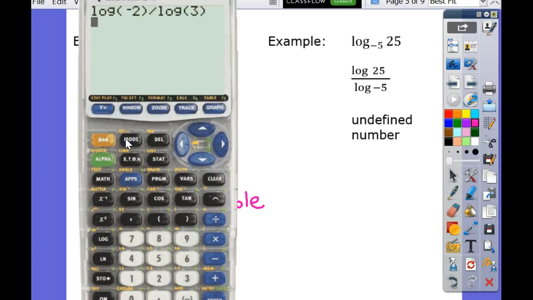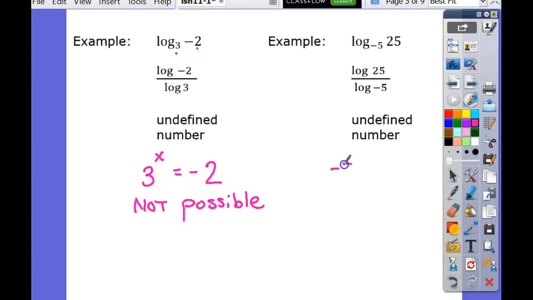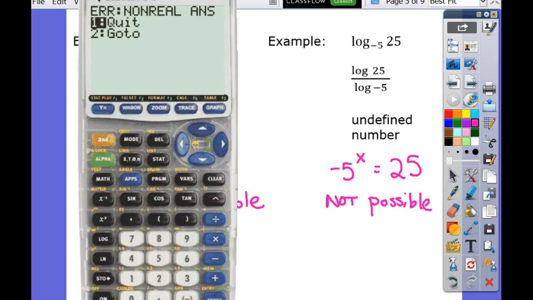Log quiz. Next problem, log of 25 divided by log of -5. Enter that in, you get an error message. The reason you get an error message is -5 raised to a power equal to 25, there's no power. That is not possible. When you see an error message on your calculator that looks like this, it means that it's not possible.